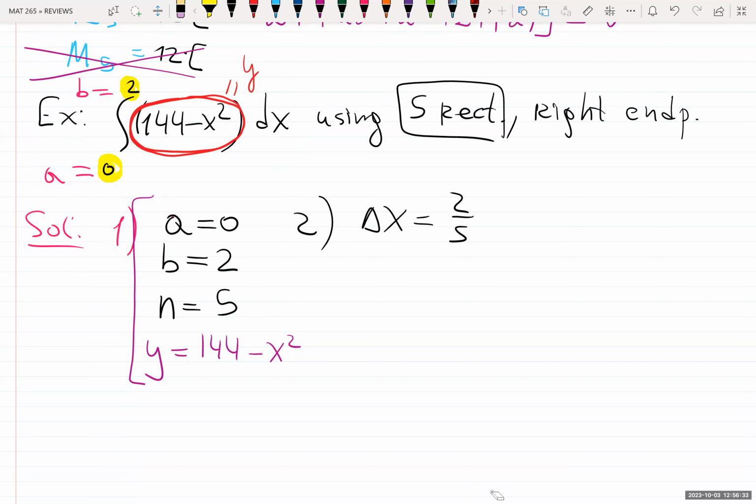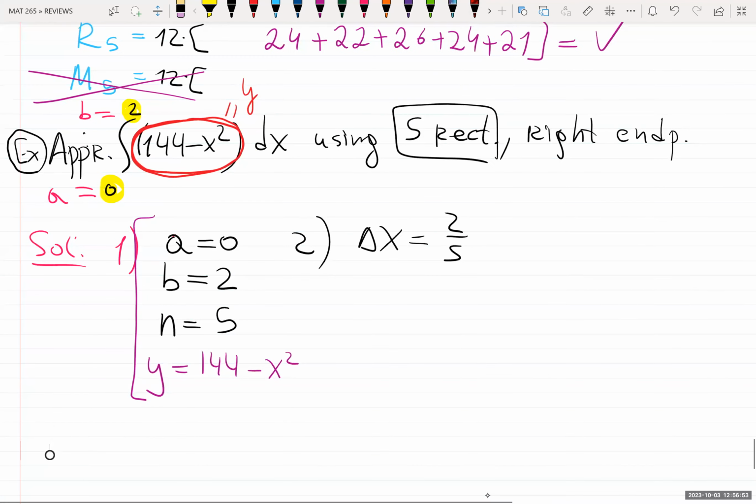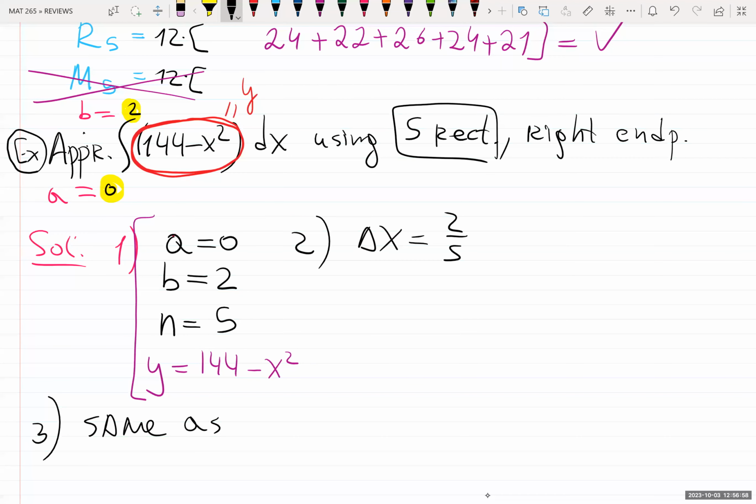Oh, maybe I should write this down. The question was: approximate the integral. Let me put it in a nice red cloud. And then you continue, same as number 3. I literally took the same example, but I showed it to you differently. Very good.